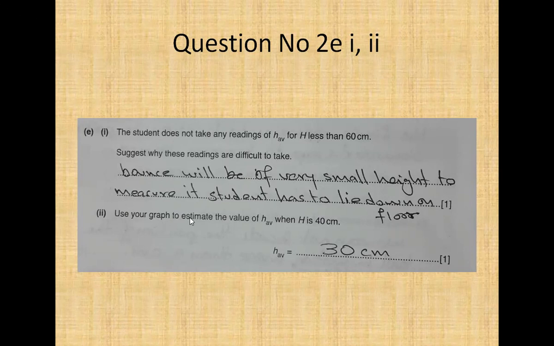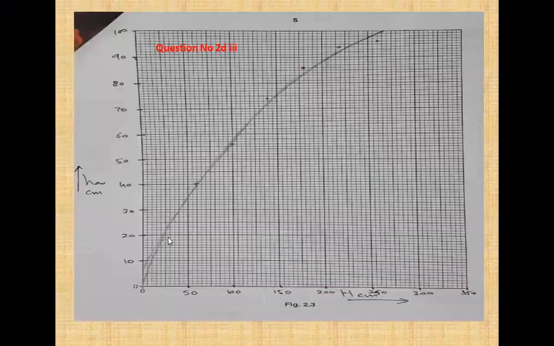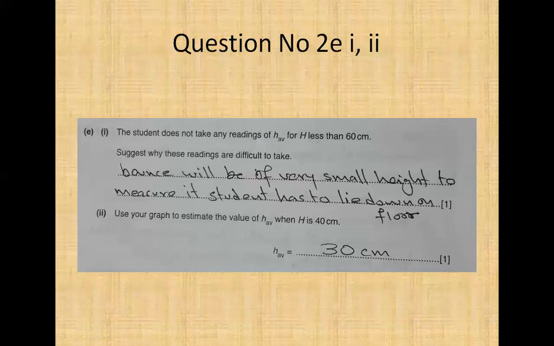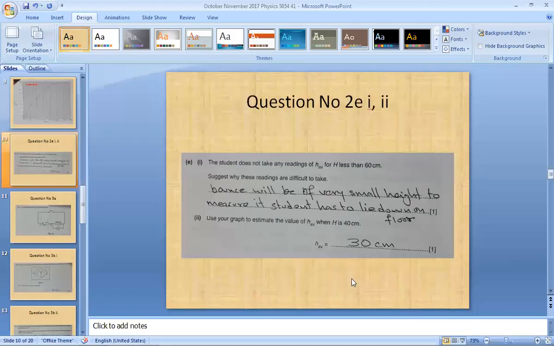Then it says, use your graph to estimate the value of H average when H is 40 centimeter. So when H is 40 centimeter, from here you go there, and it's 30. So if you drop the ball from 40 centimeter height, the bounce will be 30 centimeter. So let me show you. Yeah, that's why I've written here 30 centimeter. Hopefully you understand.